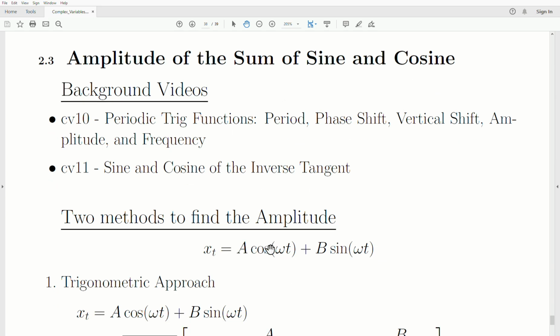which is essentially this function here. We're going to try to find the amplitude of it. But we're going to reference two background videos. I'm going to call them cv10 and cv11.